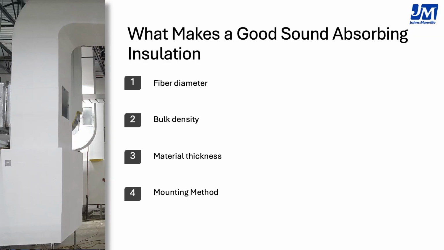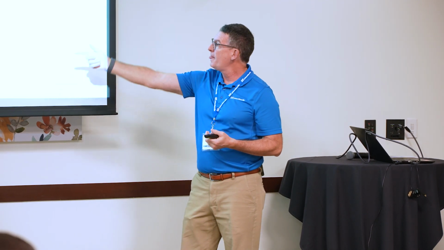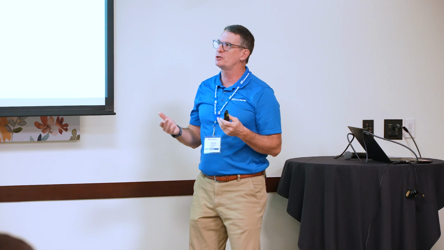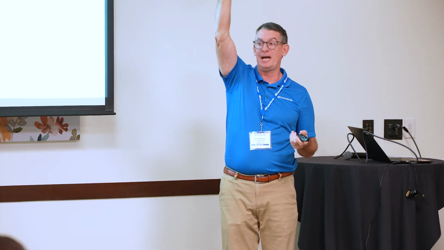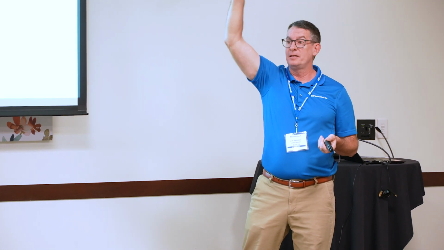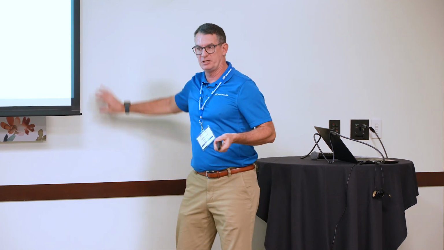And then thickness is one of those easy ones, just like R value. Thicker material is going to absorb sound better, just like it's also going to give you a higher R value. And then mounting method ends up being the last one. If we put an airspace behind our material, and in HVAC we don't do that very much, but if you think about this ceiling tile, because it's got a plenum space above it, it performs better as an absorber than if I were to take that same material and just stick it to the wall.